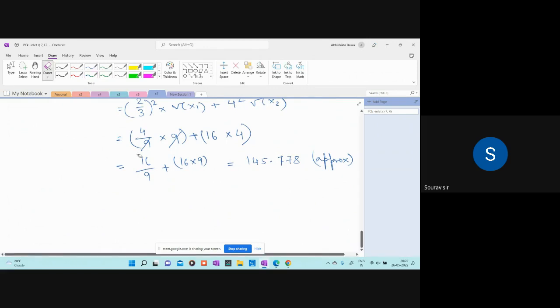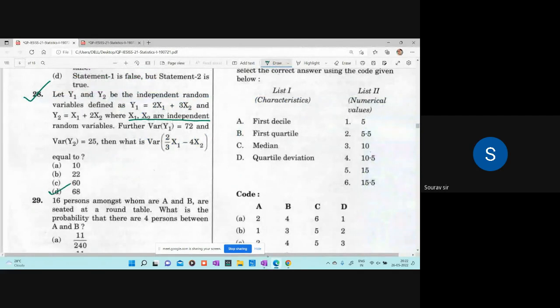Now write the value. You calculate it. I'm leaving the calculation on you guys. Ma'am, it's 68. 68. That is option D.